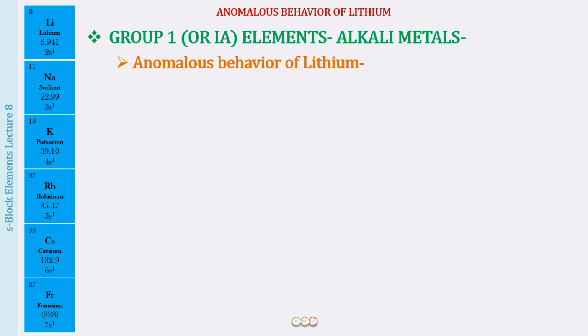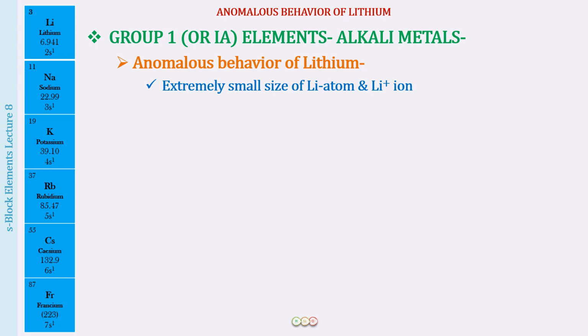Now, why do these show anomalous behavior? Some points are going to be similar to all of these and some will be specific for a particular group. But essentially, you will find that all these second period elements are different from the rest of the group members. So why is lithium having an anomalous behavior? The first point of difference between lithium and the rest of the alkali metals is that lithium has an extremely small size.